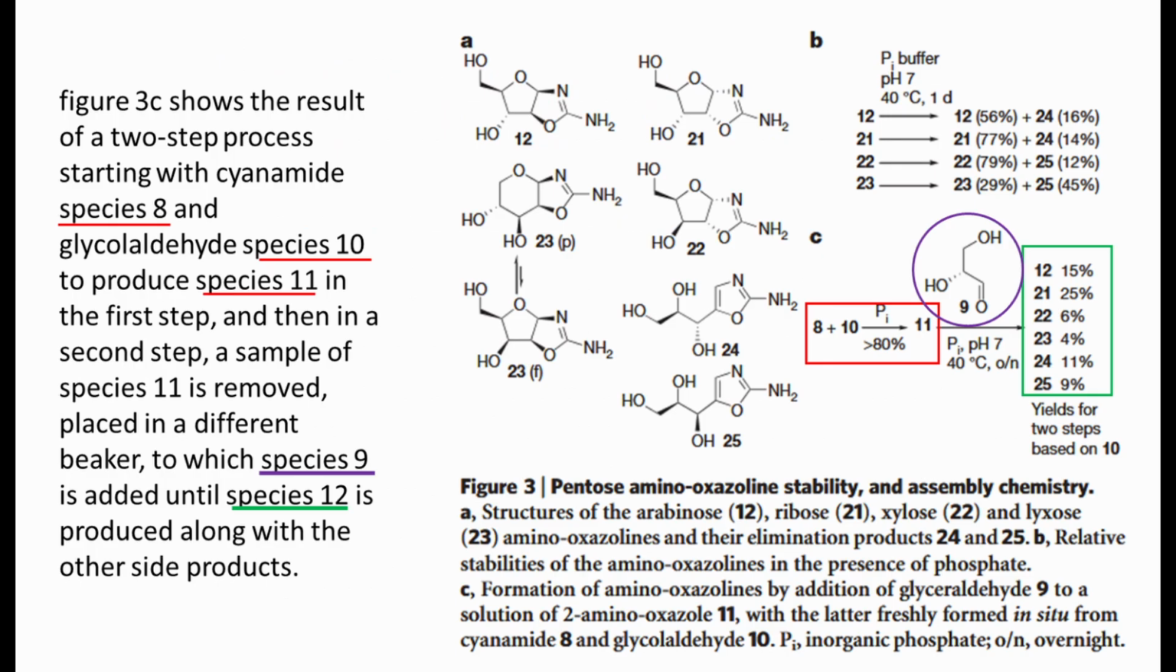So, by this quoted procedure, after letting the mixture react and stabilize overnight, the mixture is analyzed to get the percent of wanted species 12 produced, along with the unwanted co-products. According to figure 3c, the reaction yield of species 12 is 15%. The yields of species 21, 22, 23, 24, and 25 are 25%, 6%, 4%, 11%, and 9% respectively. These percent yields are listed in figure 3c.